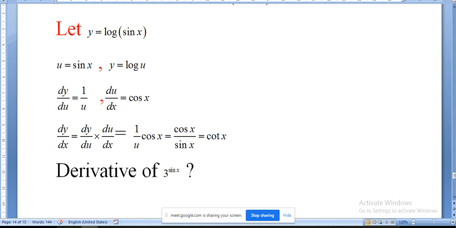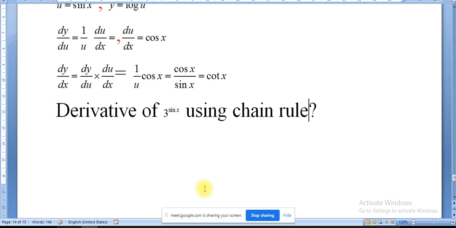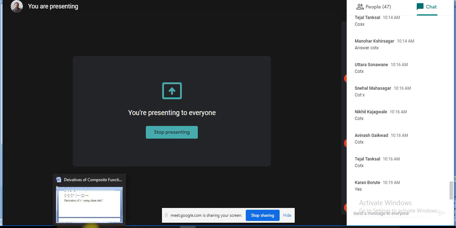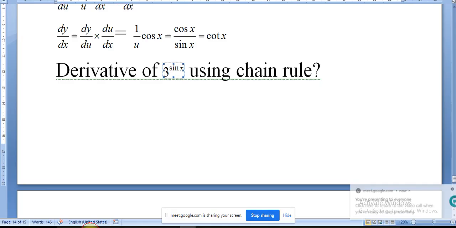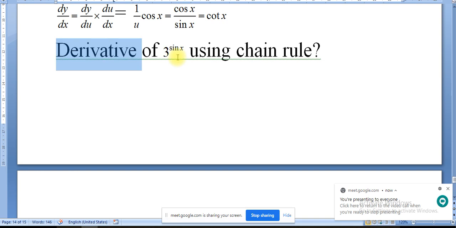Okay, I shall give you a minute. What you have to do is find the derivative of 3 raised to sin x using this chain rule. Don't be in a hurry to answer, because writing is important. Few of you have managed to do it. Let's do this all together once again.